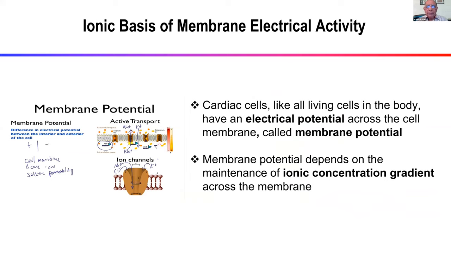So the basic activity is usually done by the ionic power of the body. We call it membrane potential. The cardiac cells, like all other living cells, have an electrical potential, and this we call membrane potential. The membrane potential depends on the maintenance of the ionic constituent gradient. So you can see on the left-hand side the different types of ions, channels, etc. I'm not going to detail.